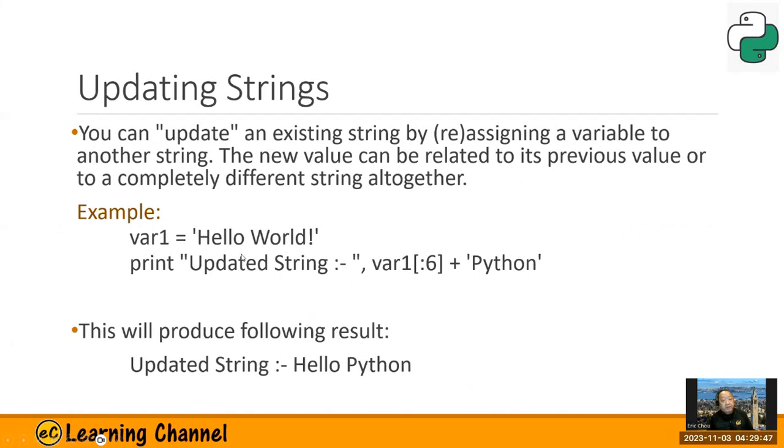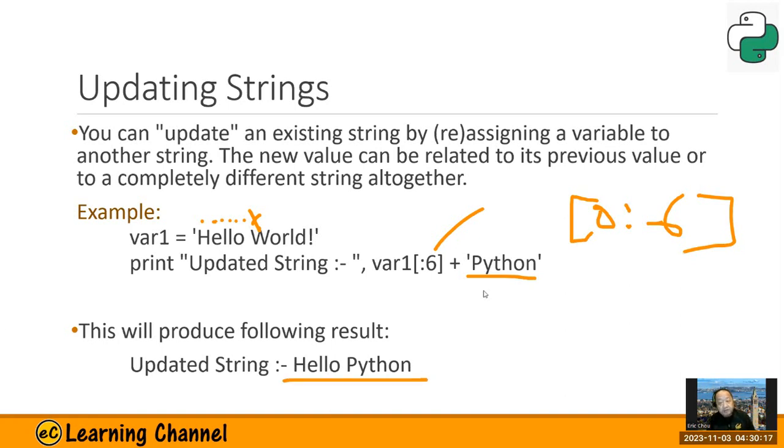So you have a variable 1 equals hello world. You can print update string and then :6. :6 means that you are starting from 0 up to 6, plus Python. So 0 up to 6 is 0, 1, 2, 3, 4, 5, but not including 6. So it's hello space. So hello space plus Python, you get hello Python.